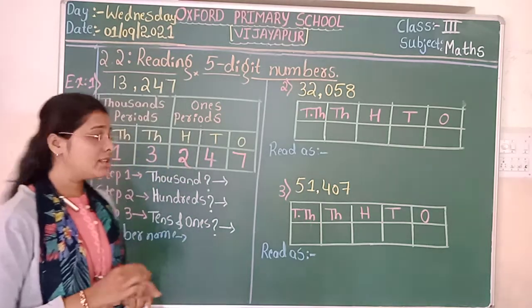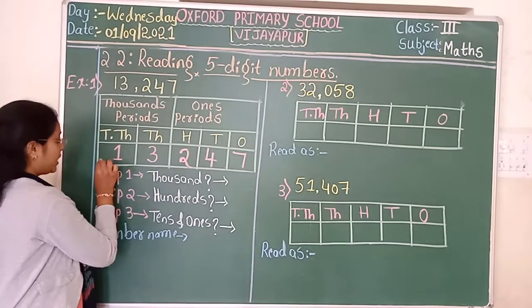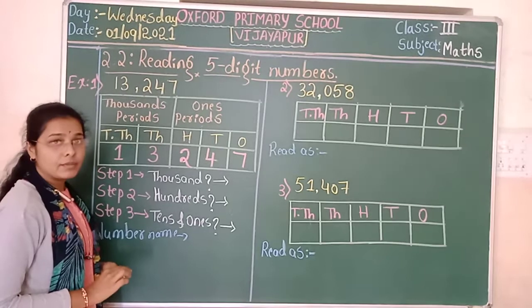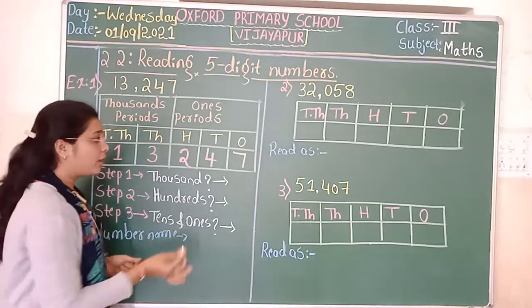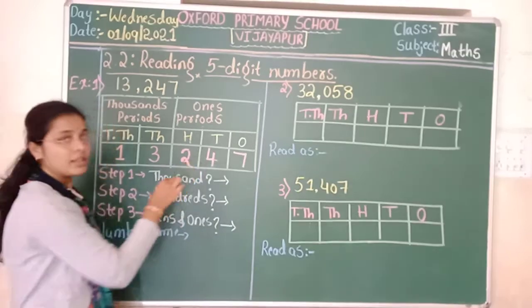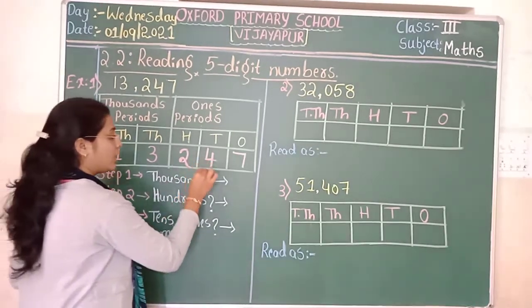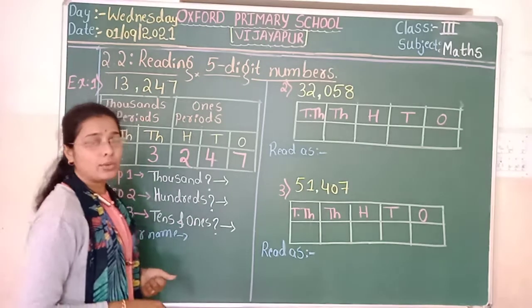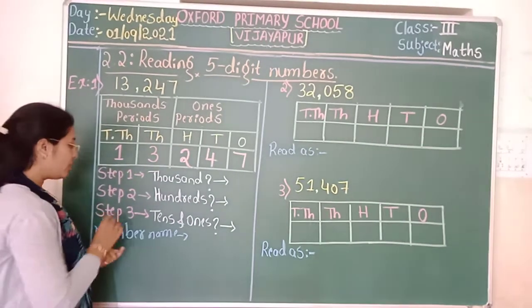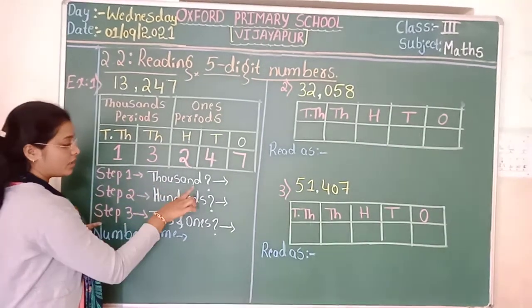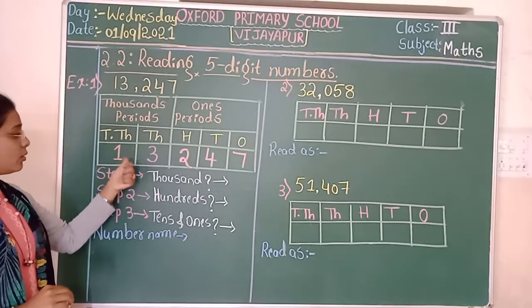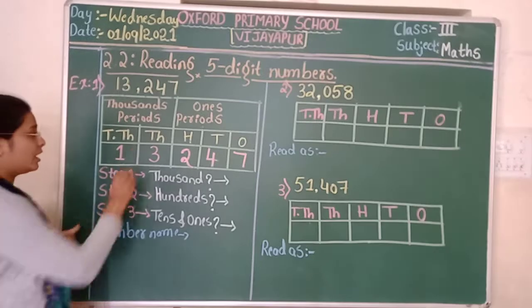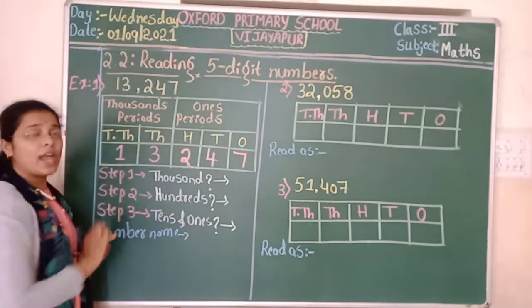What do the steps mean? We have to make separation of the thousands period. Thousands period we have to write at first. Then we have to make separation of 100 separately, and tens and ones together we have to write. How to write? See here. Step 1, thousands. How many thousands are we having? See here. 1,000 and 10,000 both we have to write.